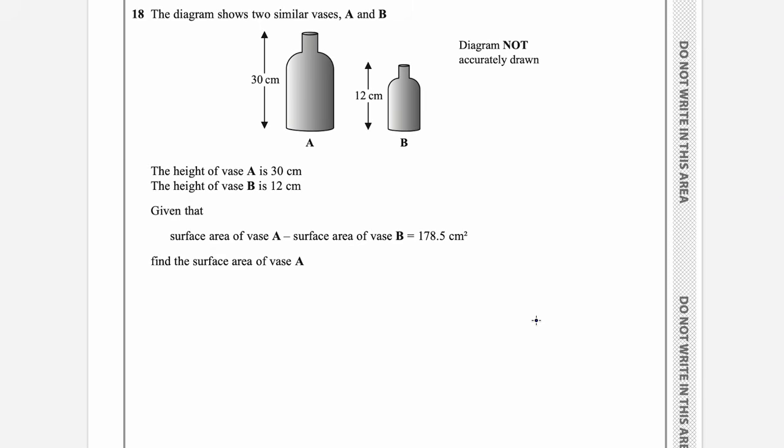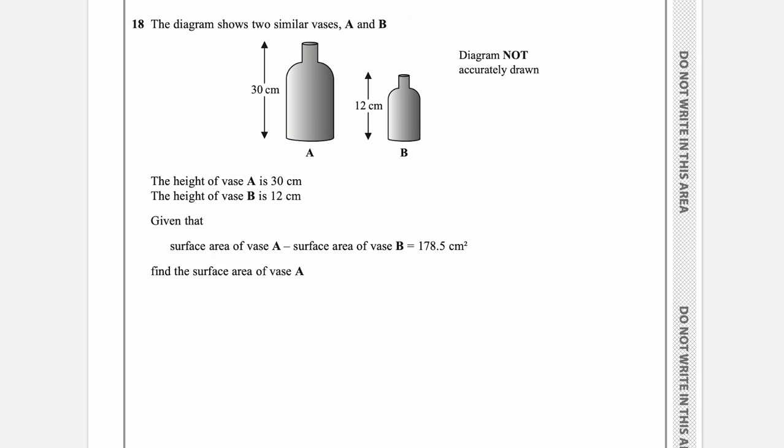That is question 17. Question 18. The diagram shows two similar vases. Okay, we're given the height. It says the surface area of vase A minus the surface area of vase B is equal to this. Find the surface area of vase A. Okay, so let's call, guys, the surface area of vase A x.